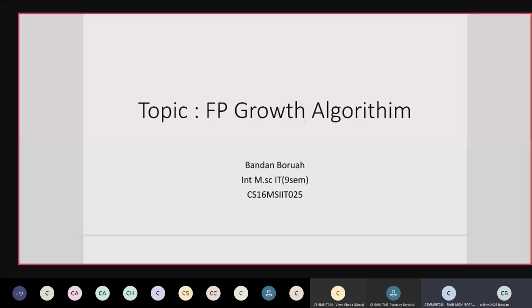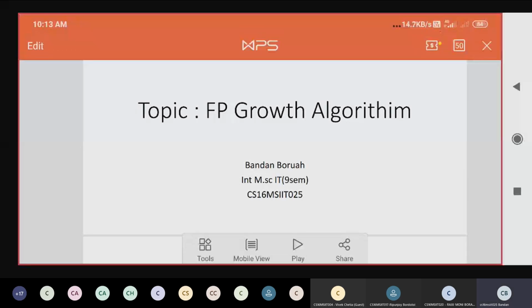So this topic is the FP growth algorithm. The algorithm mines the complete set of frequent itemsets without candidate generation. First, compress the database representing frequent items into a frequent pattern tree, or FP tree, which retains the itemset association information. Then divide the compressed database into a set of conditional databases, each associated with one frequent item or pattern fragment, and mine each database separately. So we begin by constructing the FP tree to extract the frequent items.